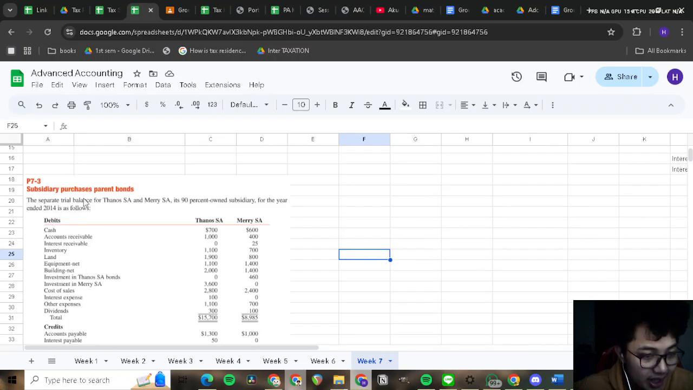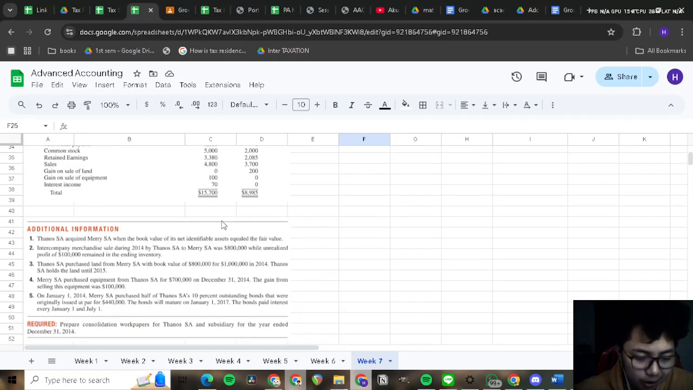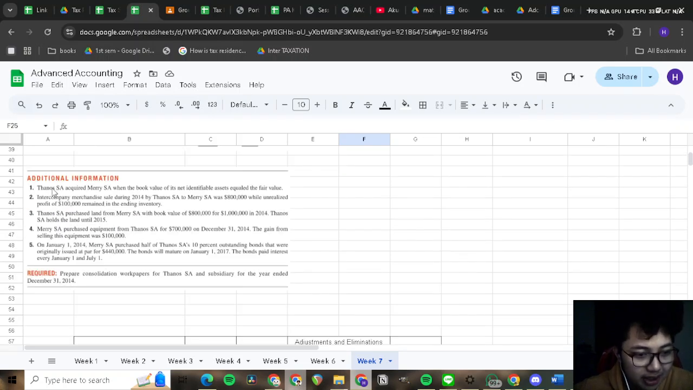So 7-3, we have trial balances for two companies, Thanos and Mary, where Mary is about 90% owned by Thanos. So they're the controlling shareholders, you know what I mean? And you have additional information here. There are a couple of them, and basically we want to prepare consolidation work papers.